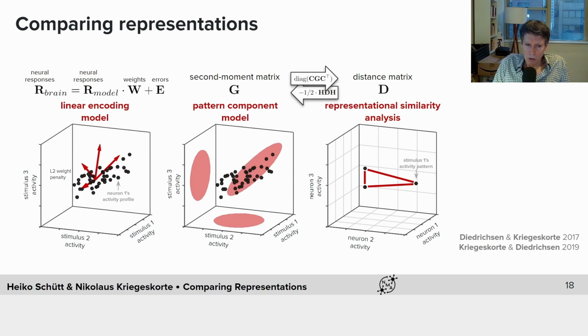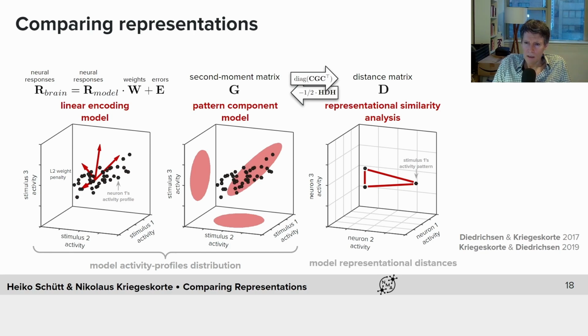Using this for inference on models is called pattern component modeling, and it's a very powerful approach that's been introduced by W1D3. So these two on the left here have an important commonality. They model the activity profiles distribution, and they consider the space spanned by the stimuli. By contrast, representational similarity analysis models the representational distances. So models predict distance matrices.